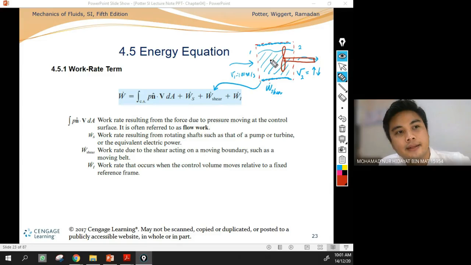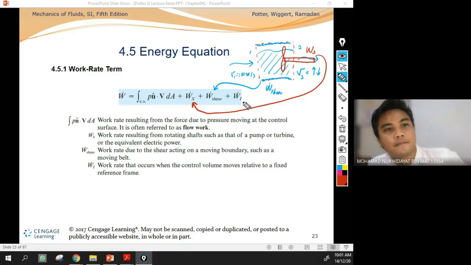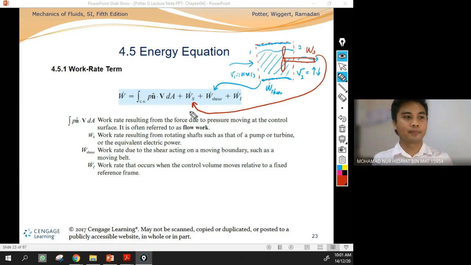Okay, this is the blade. Once the flow goes in, it will rotate the shaft. This is work from the shaft, W_shaft, directly related to this equation. Remember? Alright, because of the shaft, do you think the velocity will become lower? It will be much lower because of loss of energy.